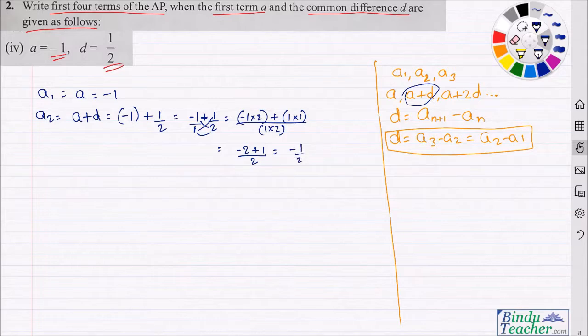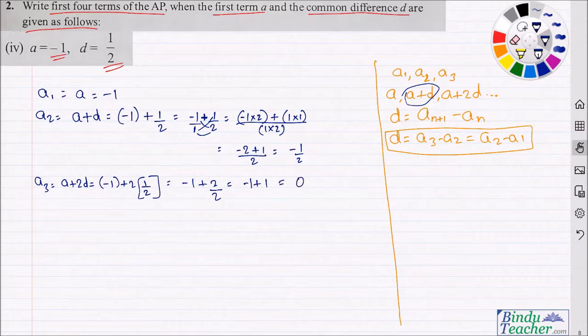So let's calculate a of 3 now. a of 3 will be a plus 2d. Again, a is -1 plus 2 into d is 1 by 2. So solving this we get -1 plus 2 into 1 by 2 will become 2 by 2. So 2 by 2 will be equivalent to 1. So -1 plus 1 we get 0. So 0 is the answer for a of 3. Remember, we have to find out the first four terms. So far we identified 3 terms.